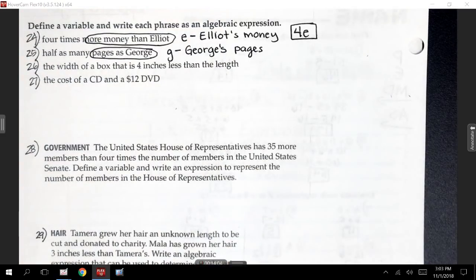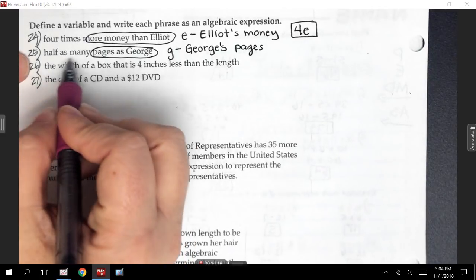He might be reading them. He might be tearing them up. He might have written them. All right? But those are George's pages. It's not pages as George. That doesn't make sense. It's just the pages that he has. All right, so now let's work on this half thing.